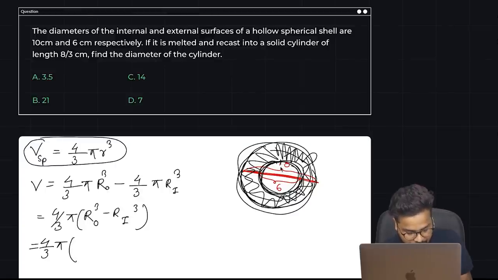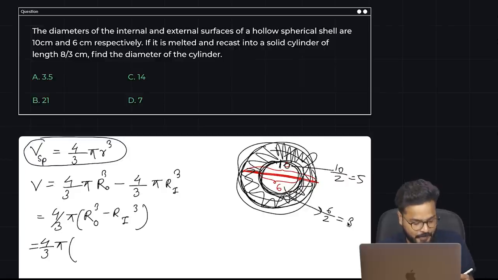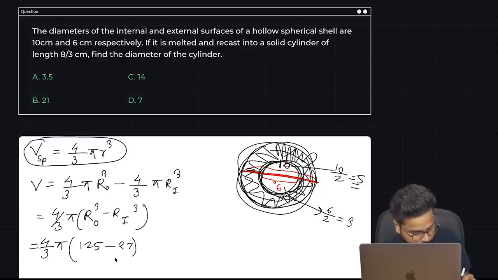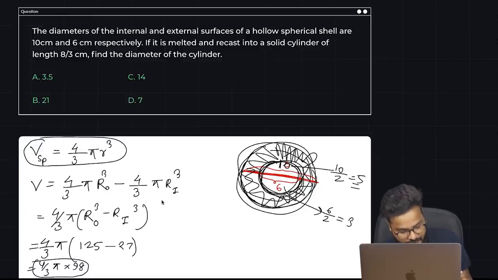So that would be 4 by 3 π. R outer: the diameter is 10, so the radius outer is 10 by 2, which is 5. And for this, the diameter is 6, so 6 by 2, the radius is 3. So 5 cube is 125 minus 3 cube is 27, which is nothing but 4 by 3 π into 98. Let me keep it like this itself, that's enough. You'll understand why I'm doing that.